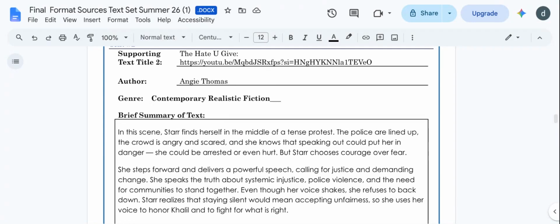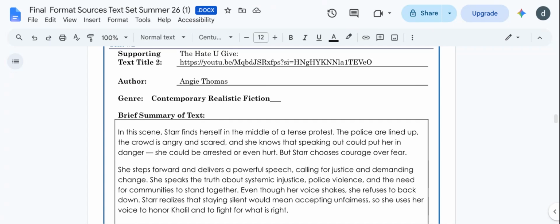Of course, my second text supporting my theme is a clip where Starr decides to speak up. It was not easy for her, but she needed to. In this scene, Starr finds herself in the middle of a tense protest. The police are violent, and the crowd is angry and scared.